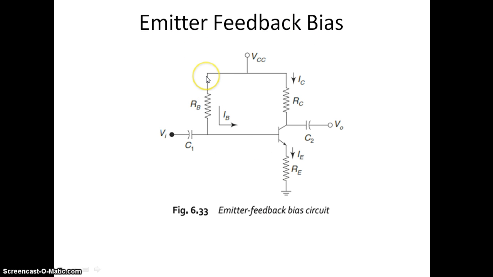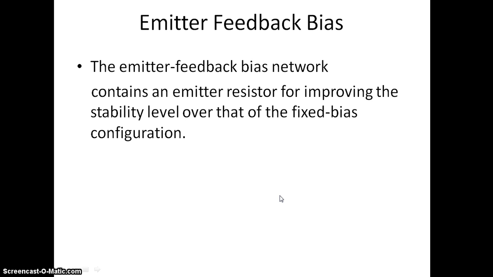In this emitter feedback bias, an emitter resistor is present. Here there is an emitter resistor and the other components are the same as the fixed bias circuit. So a base resistance is connected to the power supply VCC and a collector resistance is connected to the power supply VCC, and the emitter resistance acts as the feedback resistor, which reduces the collector current on increase. Now let us derive the equation. It contains an emitter resistor for improving the stability level over that of the fixed bias configuration. So here the stability is improved compared to the fixed bias.